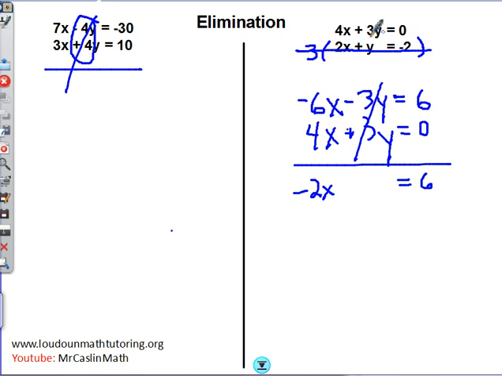Again, I encourage you to go back and do that by substitution, and I think you'll find elimination is much faster and less mistakes. All right, we're dividing by negative 2. We get x is equal to negative 3, which I believe is exactly what we got the first time we did it.